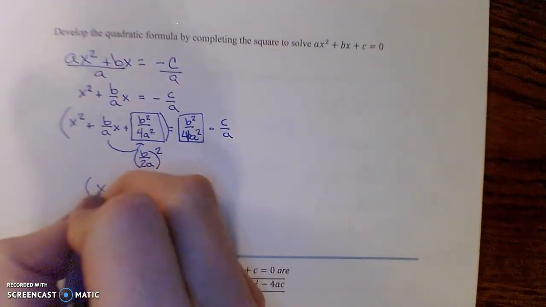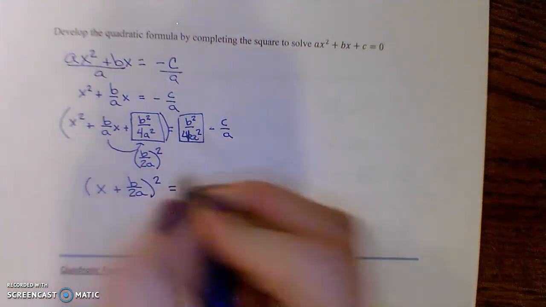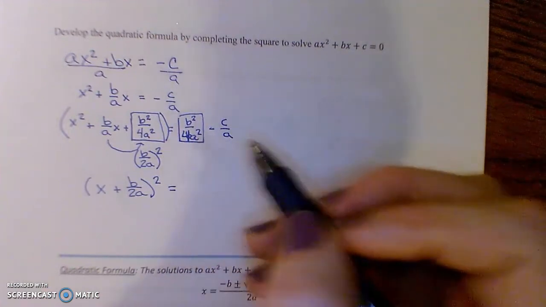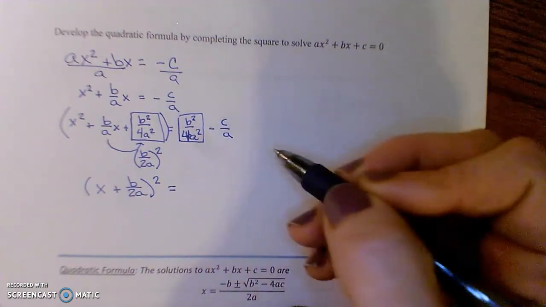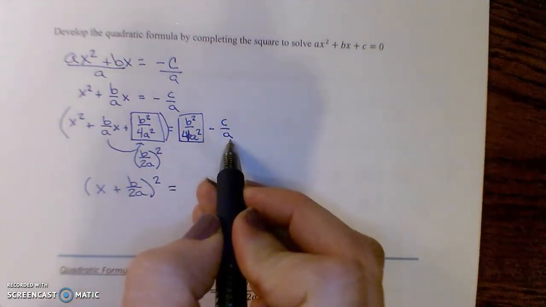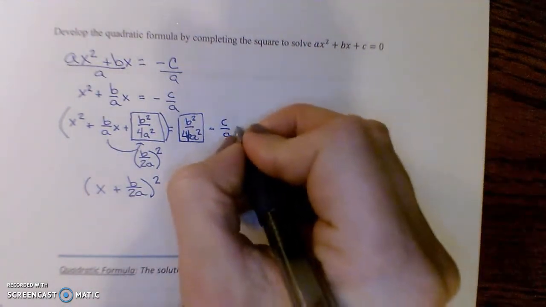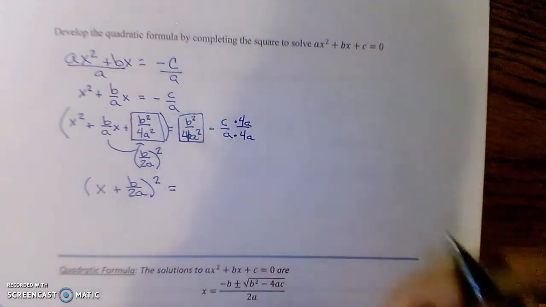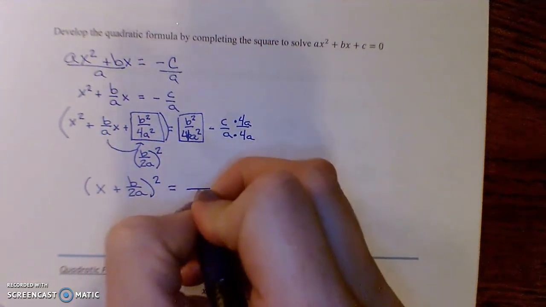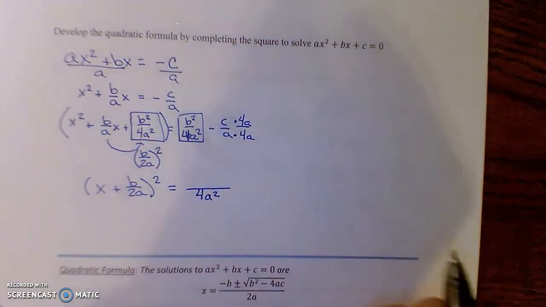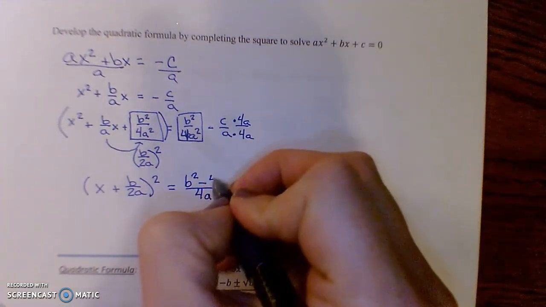This becomes x plus b over 2a quantity squared equals, and on the right-hand side, I actually have these two numbers, and I'd rather combine them together. They're both fractions. I need a common denominator. So if I multiply a by 4a, I'll get 4a squared here. So let me just multiply both the top and the bottom by 4a. And now the denominators are both 4a squared. So I can put that all over 4a squared. And the numerator becomes b squared minus c times 4a, which is 4ac.